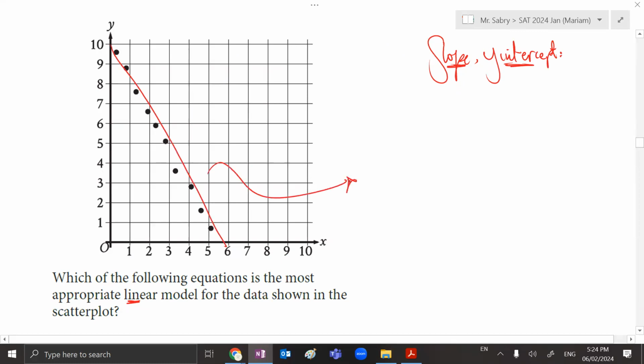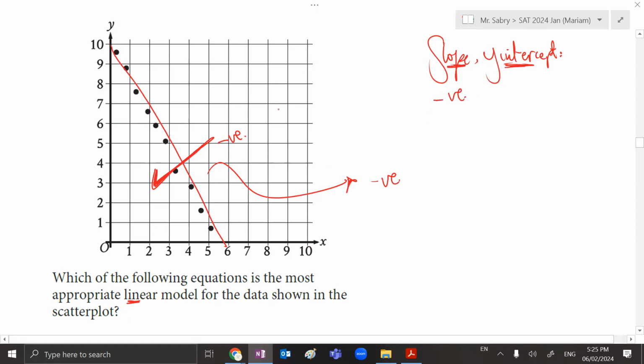Why? Because it's going down from left. Yes, going down from left to right. Right, that's negative. And the Nike sign: if we do this Nike sign and it crosses with the line, that's a negative. So we know that it's a negative slope.